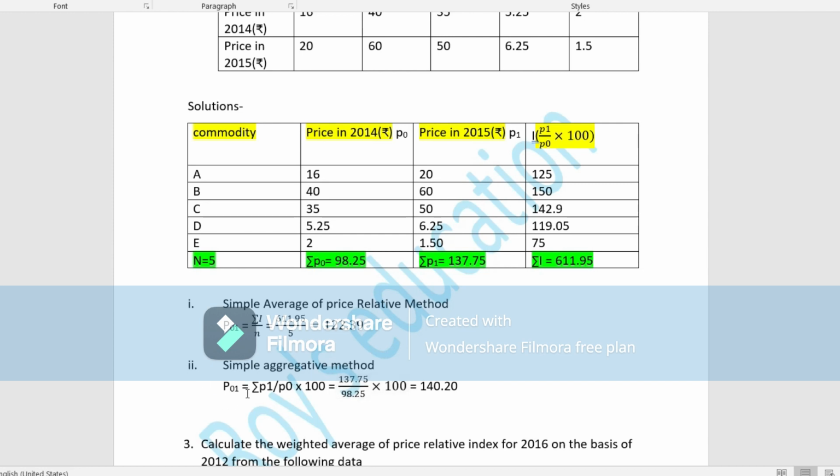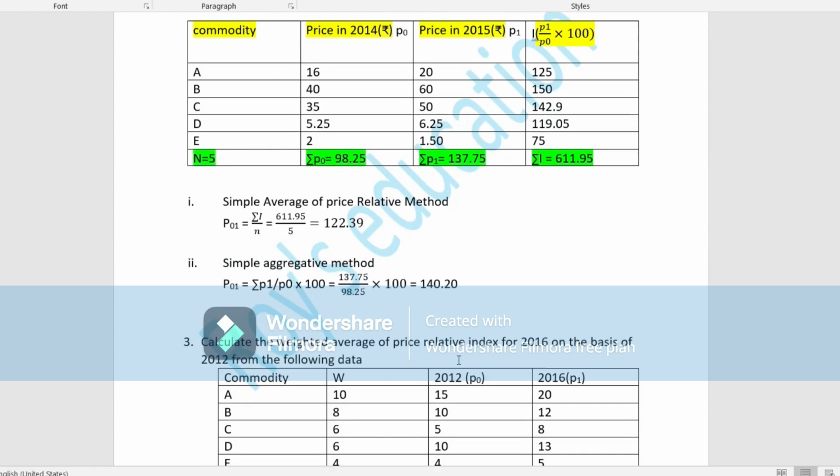Next, we will calculate the simple aggregative method. What is the simple aggregative method? That is summation P1 by summation P0 into 100. So what is summation P1 here? Summation P1 means we have to add up this column. Summation P0 means we have to add up this column. So summation P1 is 137.75 by 98.25 into 100. That is, we are getting 140.20. So in this way, we are calculating the simple aggregative method.